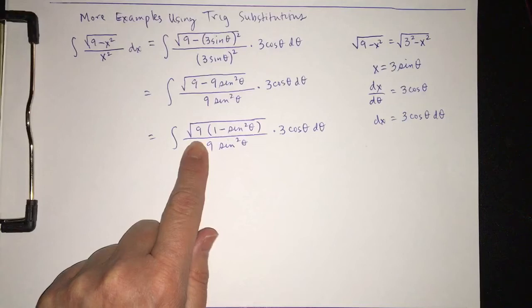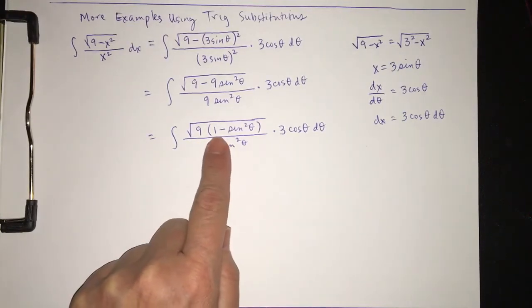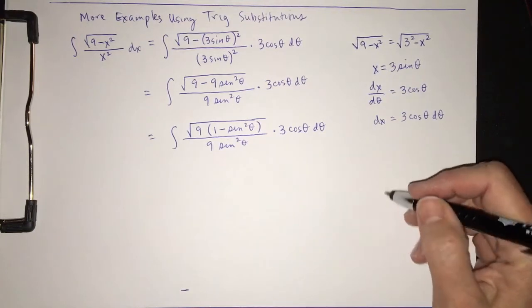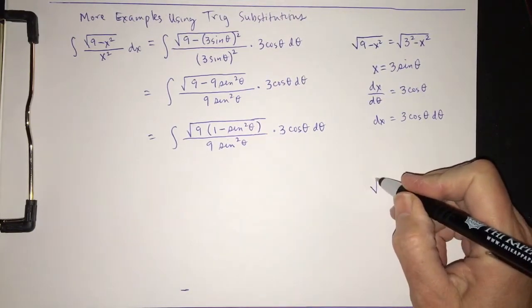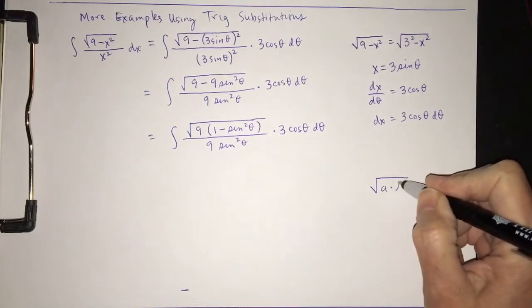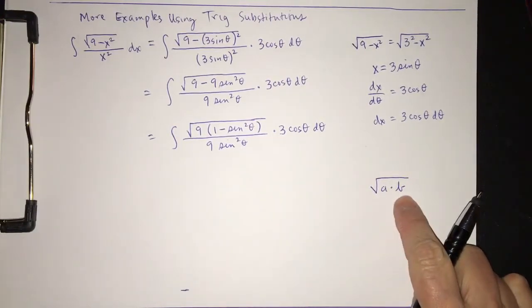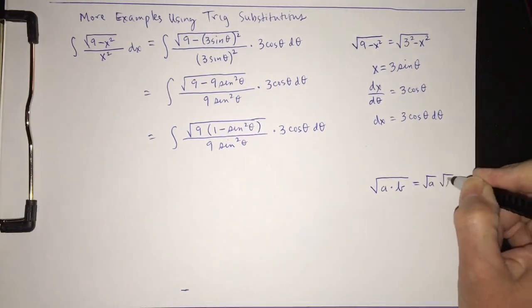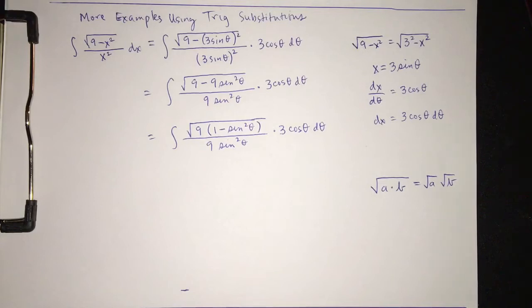This square root of 9 times 1 minus sine squared theta, I can really write as 2 separate square roots. There's a little property of square roots that you probably have seen a long time ago. If I have the square root of a times b, that's equal to the square root of a times the square root of b.